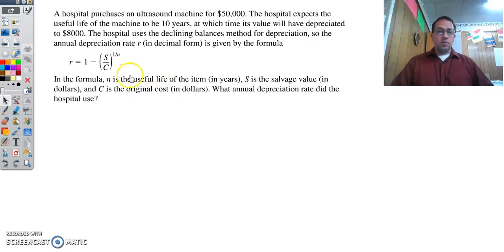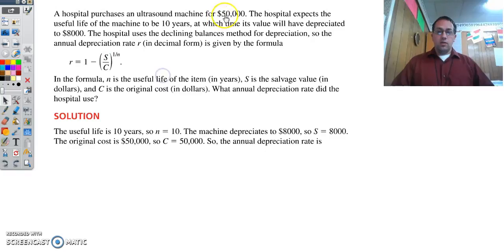So what we need to do is first figure out what numbers we can plug in for S, C, and N so we can figure out what R is. Looking up here, we see the useful life, N, is 10. So we're going to plug that in for N. We have the salvage value right there.